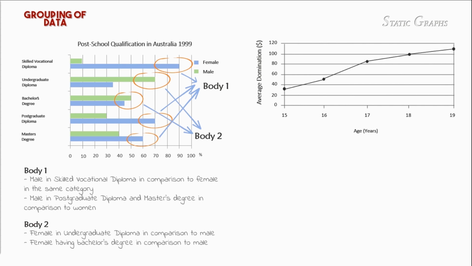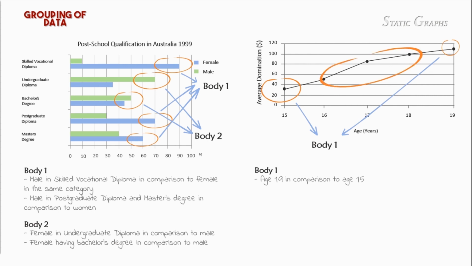This is also an example of a static line graph. Although this is uncommon, this is how we can group our data. For body 1, it will be about age 19 in comparison to age 15. In body 2, age 16 in comparison to 17 and 18. You just have to remember that in static graphs, always look at the highest and the lowest figure and second highest and similar figures.